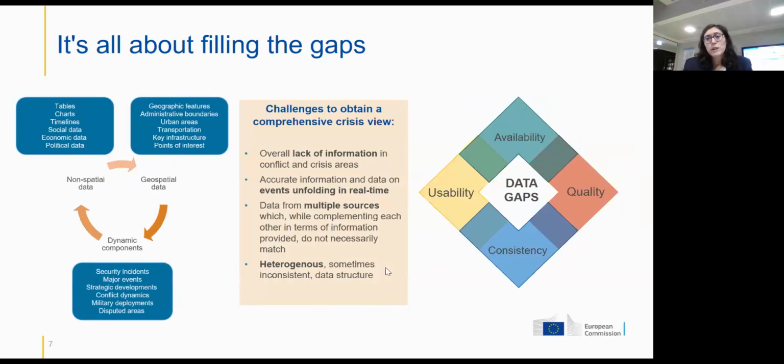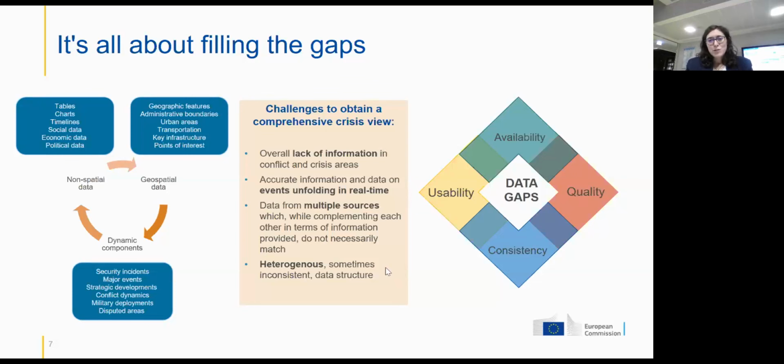Most of the challenges that we are going to mention in this session are somehow related to data gaps. First and foremost, it's the overall lack of information in conflict and crisis areas, both from official and government bodies, and in some cases also from open source. This extends to the lack of accurate and precise information, which is difficult to verify when covering events in real time. When we retrieve data, it is often from multiple sources. On one hand, they complement each other in terms of the information provided. On the other, they do not necessarily match.